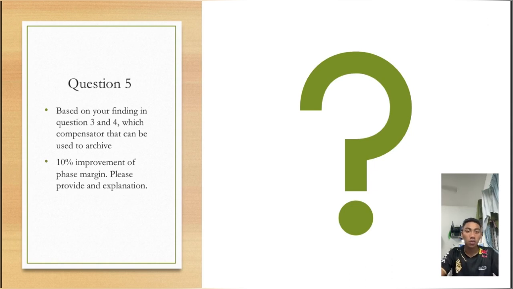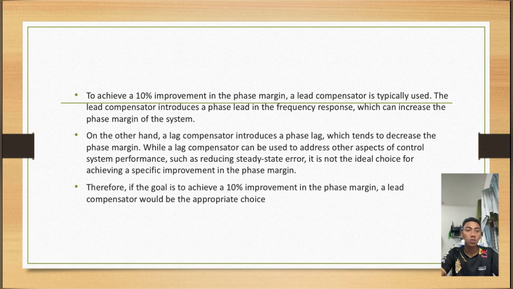Okay. For the answer, to achieve a 10% improvement in the phase margin, a lead compensator is typically used. The lead compensator introduces a phase lead in the frequency response, which can increase the phase margin of the system. On the other hand, a lag compensator introduces a phase lag, which tends to decrease the phase margin, while a lag compensator can be used to address other aspects of control system performance, such as reducing steady-state error. It is not the ideal choice for achieving the specific improvement in the phase margin.